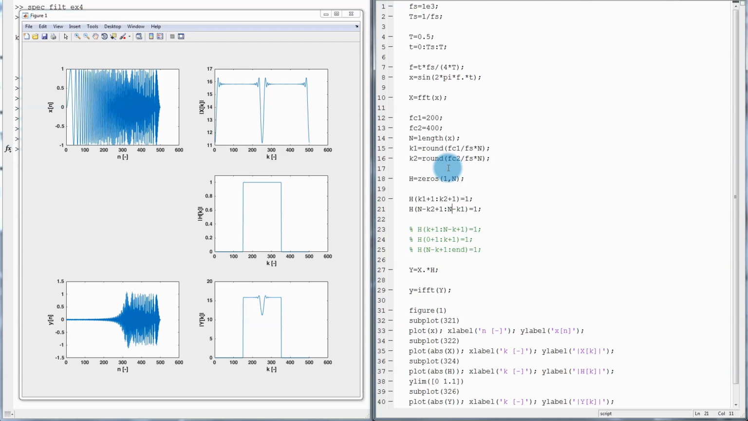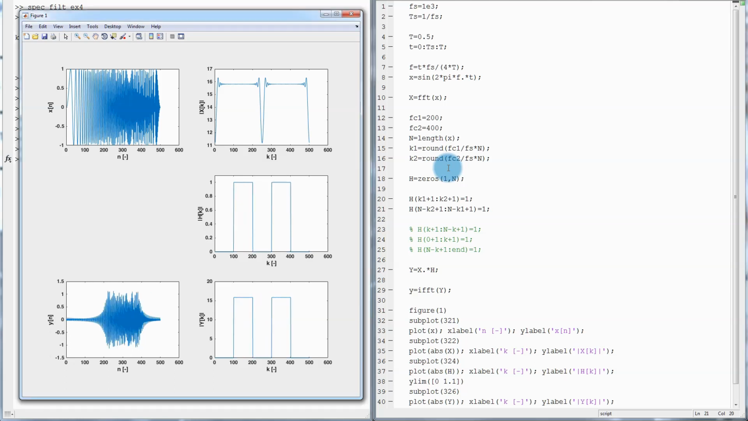And I need to shift this by 1 because MATLAB. Okay, let's run this. And here we have it. This is my frequency characteristic. You can see now that it is a bandpass. I'm not passing low frequencies, I'm passing these frequencies, and again I'm not passing high frequencies, and this is just a mirror image. And this is my filtered spectrum, and this is my signal in the time domain.